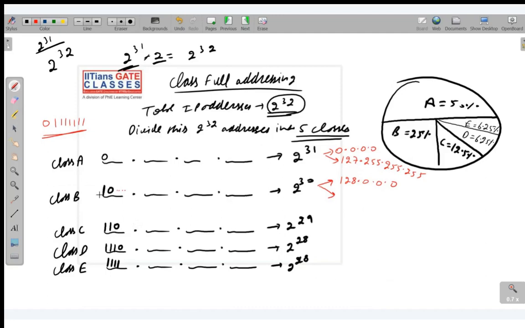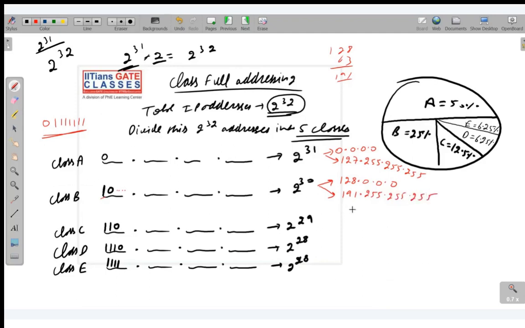And for class B, 1 0, and here 6 zeros will be there, so 128.0.0.0. Now for the last address I will put 6 ones. So 1 0, then 6 ones. What is 6 ones? 6 ones is 63. And this is 128. 128 plus 63, what will you get? 191. So 191.255.255.255. Any doubt here? No, sir.